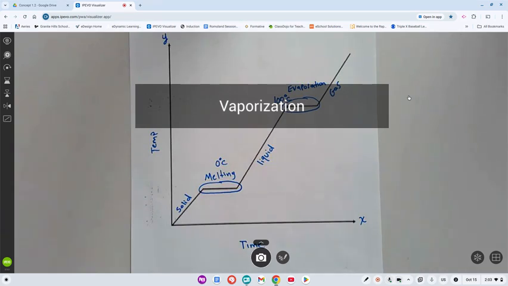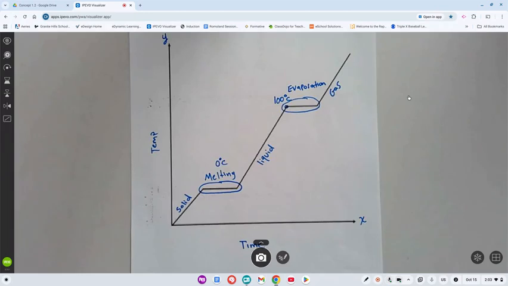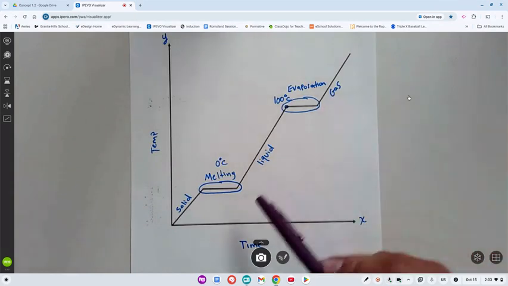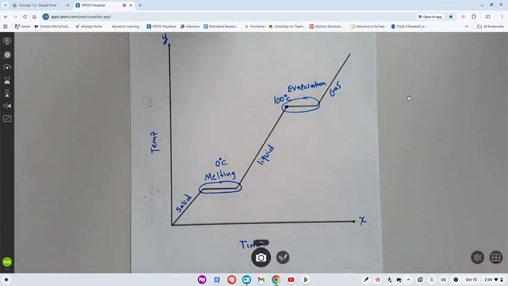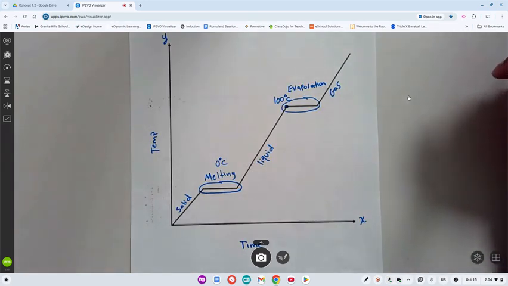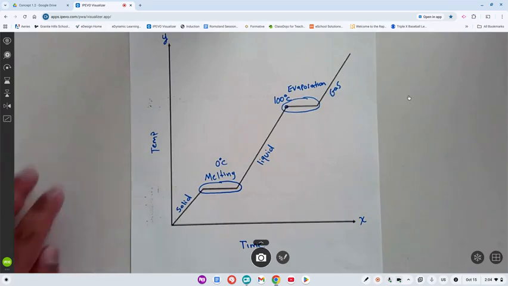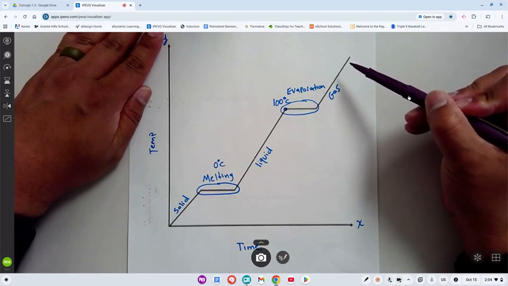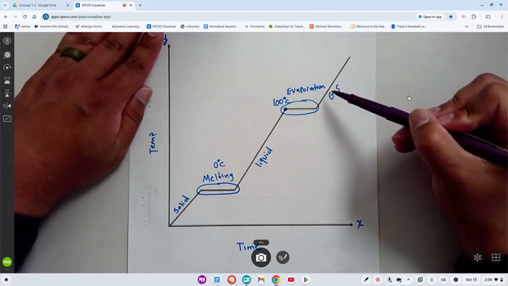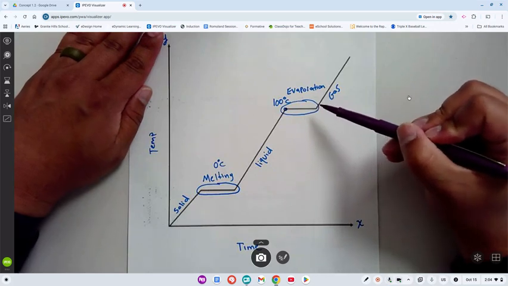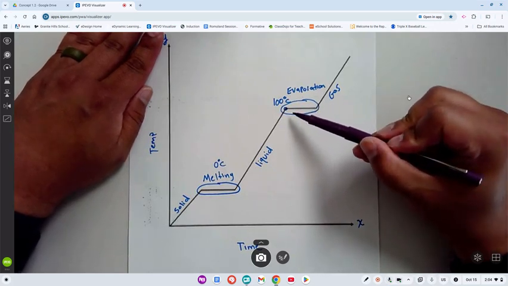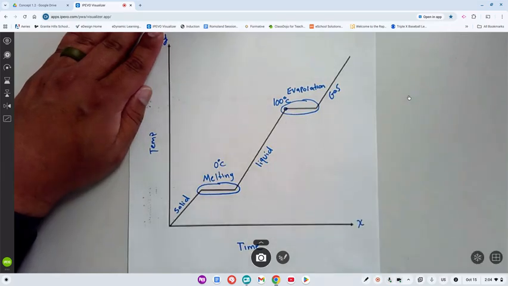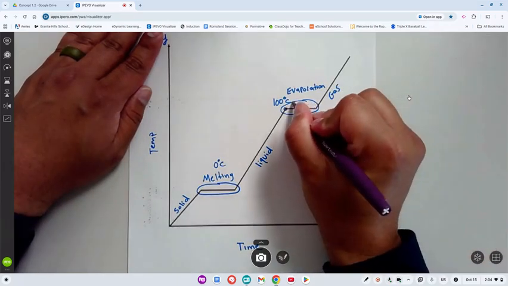Now, you could also look at these heating curves going backwards. Okay? Because not only can we change phases from heating up, we could change phases by cooling down. Because remember, a phase change is a change in the state of matter by adding or removing heat. Okay? Now, let's say we start off as a gas. Once gas cools off enough to 100 degrees Celsius, that gas is going to start a phase change going back to a liquid.